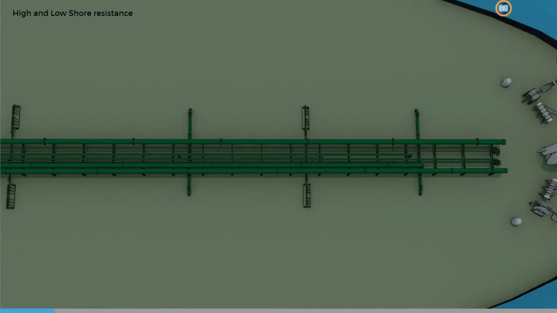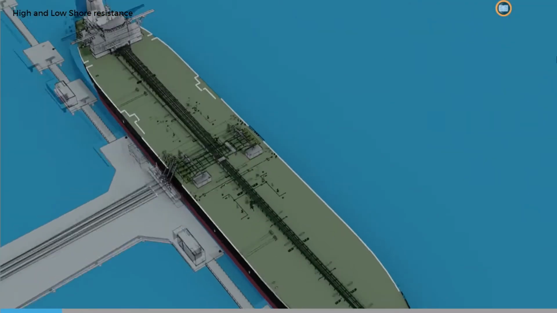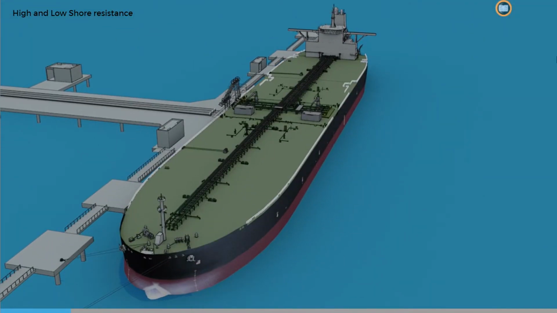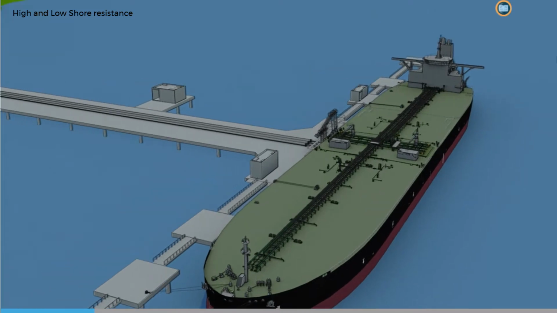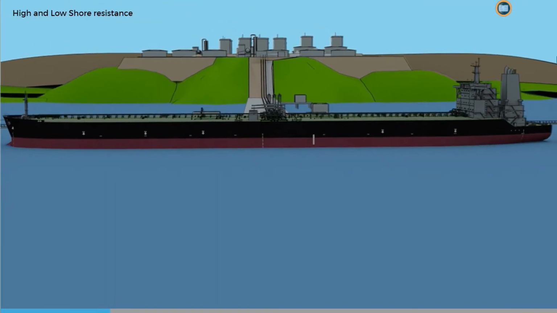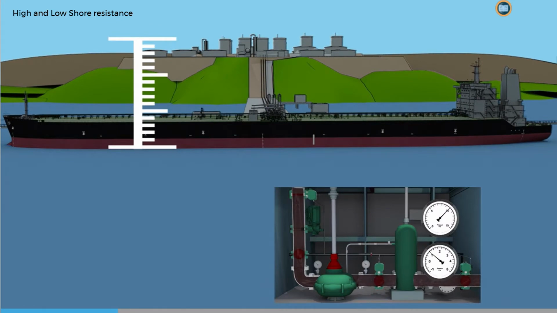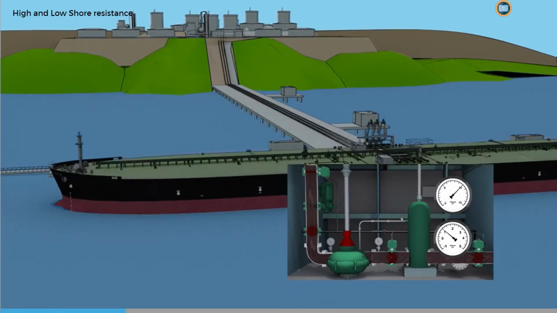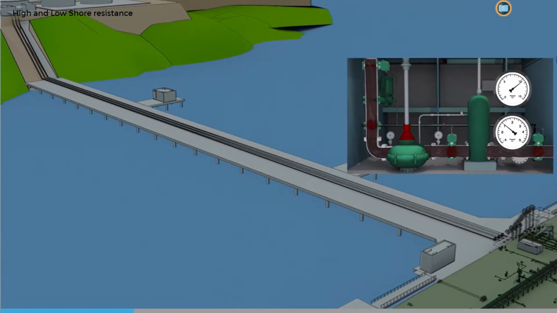Now let's consider how flow and head are affected by the resistance to flow that occurs when we connect the pump to delivery piping at an oil terminal. Resistance to flow is affected by various factors, including the height of the reception tank above sea level and the distances covered by connected pipelines of varying diameters and configurations.